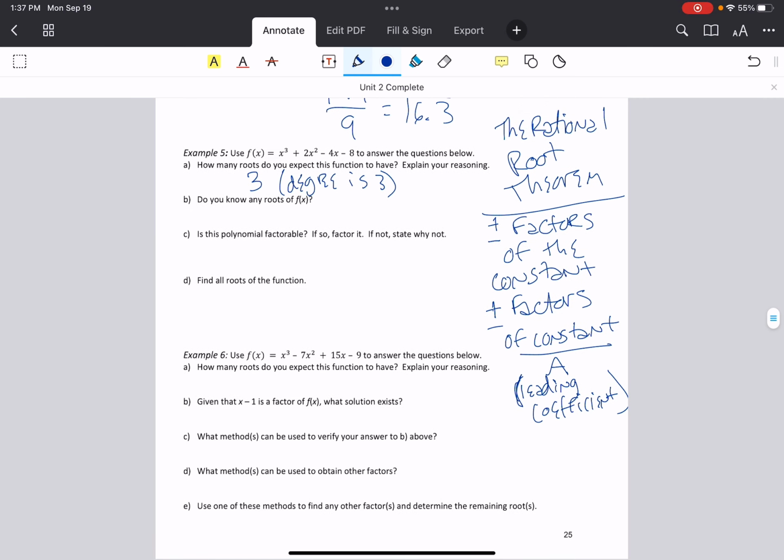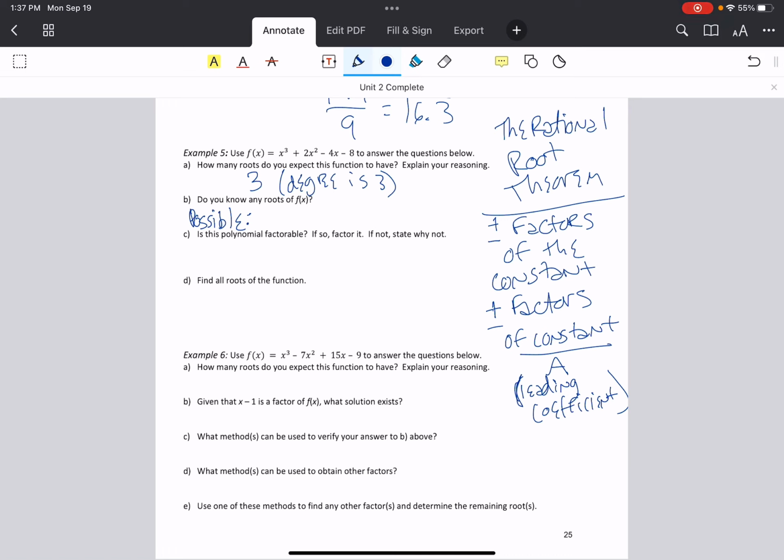So the rational root theorem: the positive and negative factors of the constant over the positive and negative factors of A, which is your leading coefficient, okay? This is what is known as my possible roots. So when I'm asking, do I know any of the roots, I'm going to take a guess first at the possibilities, okay?